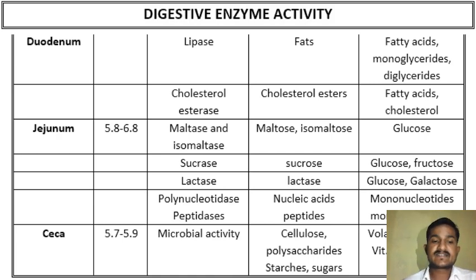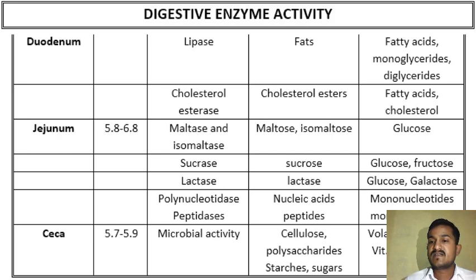Clear? And the next organ of the alimentary canal is the ceca, and there the pH is 5.7 to 5.9, which is also acidic. Then microbial activity basically occurs. I have already explained this earlier when I was explaining the alimentary canal. The microbial activities go on in the ceca, and in the ceca there is the presence of cellulose, polysaccharides, starches, and sugar.